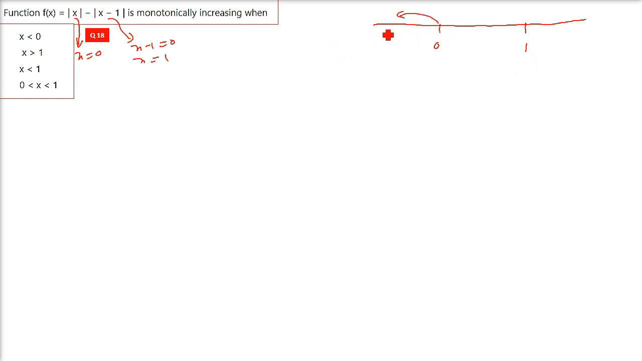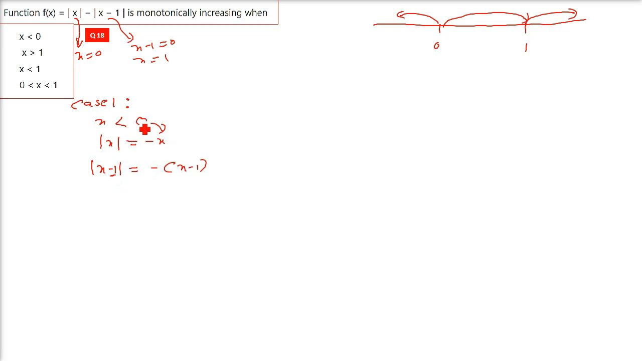So x when it is less than 0, when x is between 0 and 1, and when x is greater than 1. I hope you got the idea. X is less than 0, x is greater than 1, and x is between 0 and 1. So when x is less than 0, this is case 1. When x is less than 0, by definition mod x is going to be negative x. How about mod x minus 1? When x is less than 0, you can just try putting any value because it is less than 0. So it's going to be negative. So it will be minus x minus 1.